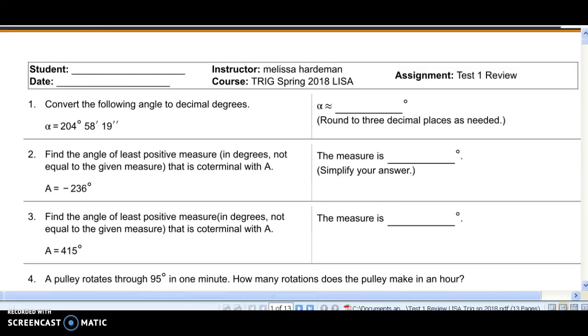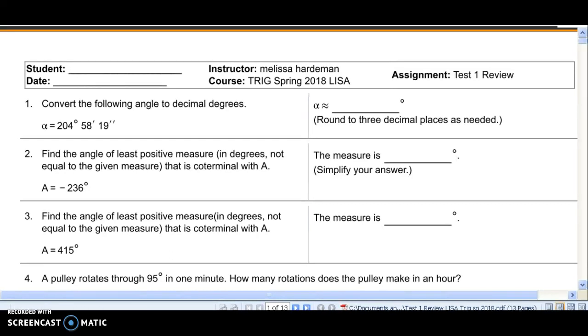This is a recording of how to work each of the review problems on the test review that I handed out to you. Now these problems are the same problems, but they have different numbers. So if you have questions about the problem on your particular sheet, just follow the procedure that I use on here, and you will be able to use that same procedure on your problems.